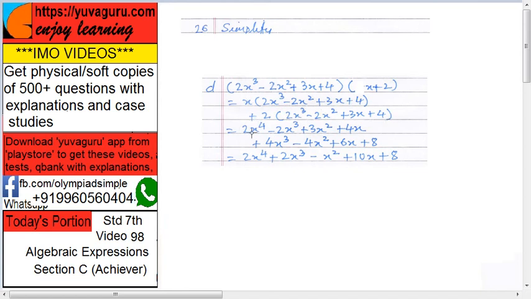You get 2x⁴ − 2x³ + 3x² + 4x from the first term. Now from the second term, 4x³ − 4x² + 6x + 8. Do it yourself. It's very easy. So get the similar terms. 2x⁴ as it is because there is no other x⁴ term. Then x³ and x³, there 2x³. x² minus x²,. 6 plus 4, 10x, and 8 as it is.